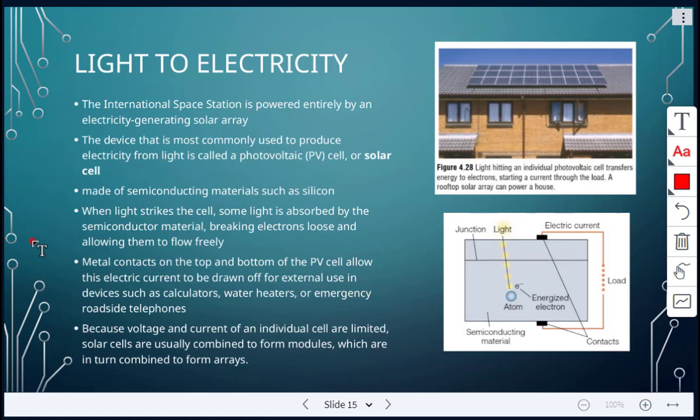An individual cell, if you're just using one solar cell, has limited energy. Voltage and current are limited. So solar cells will usually be combined to form modules, and modules can then combine to form arrays. Here is an example. This is a rooftop solar array, and it can be used to power a house.